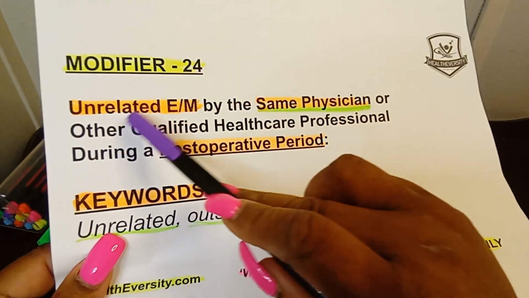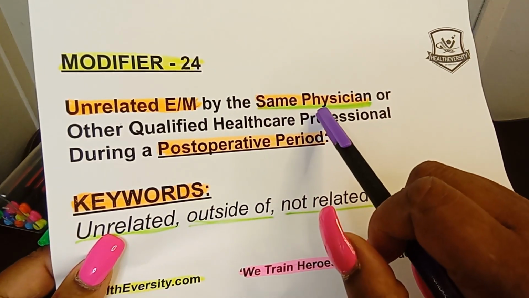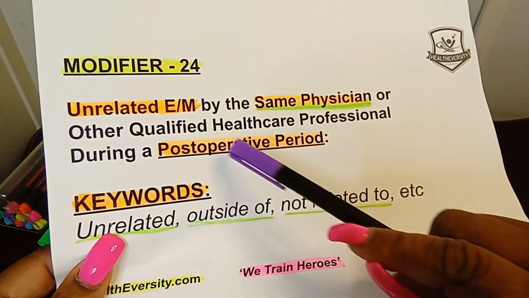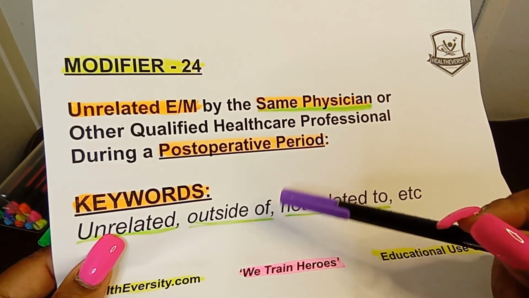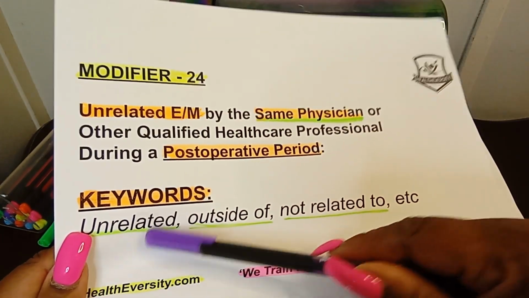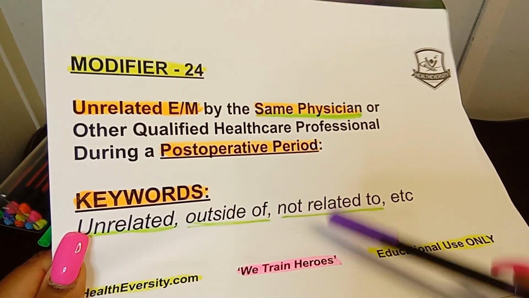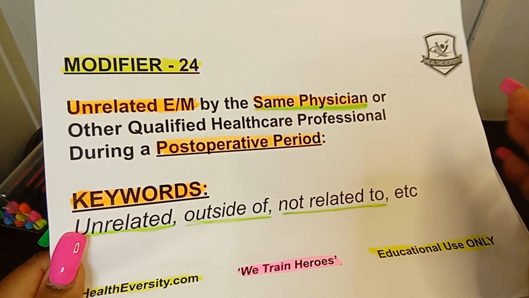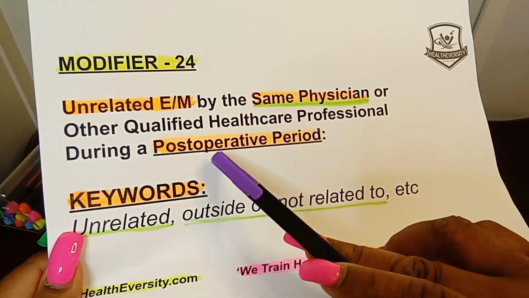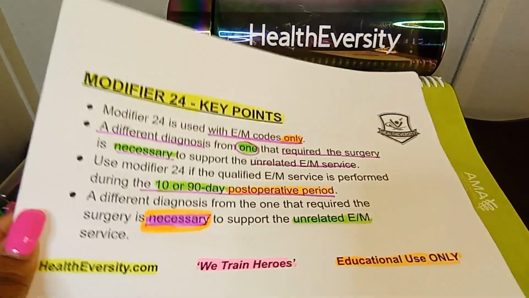Unrelated E&M evaluation and management by the same physician or other qualified healthcare professional during a post-operative period. The post-operative period is after the surgery is done, post-op. So it's unrelated, outside of, and not related to. These are some of the key terms for modifier 24: unrelated, same physician, post-operative period. Let's move on to the next page.